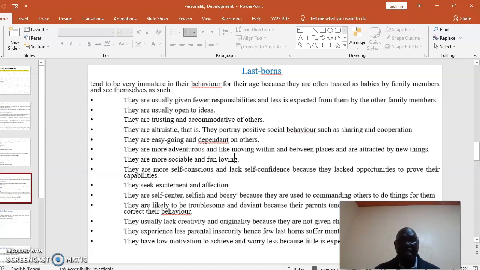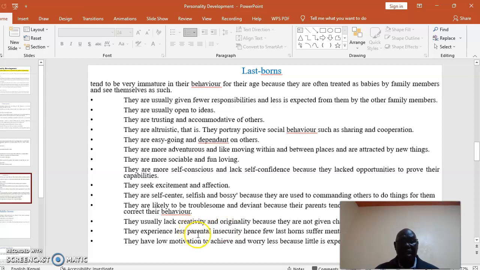They are more adventurous and like moving within and between places. They are more sociable and fun-loving. They are more self-conscious and self-confident. They seek excitement and affection. They are self-centered, selfish, and bossy. They are likely to be troublesome and defiant.